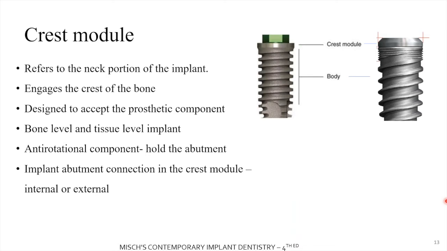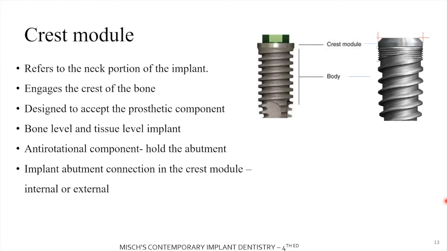Now, the crest module refers to the neck portion of the implant. It is the portion of the implant that engages the crest of the bone and is designed to accept the prosthetic component. If the crestal module is designed to be placed flush with the bone, it is called bone level implant. And if the crestal module is designed to extrude 2 to 3 mm above the bone, it is called tissue level implant. The occlusal surface of the crestal module has a platform on which the abutment sits.